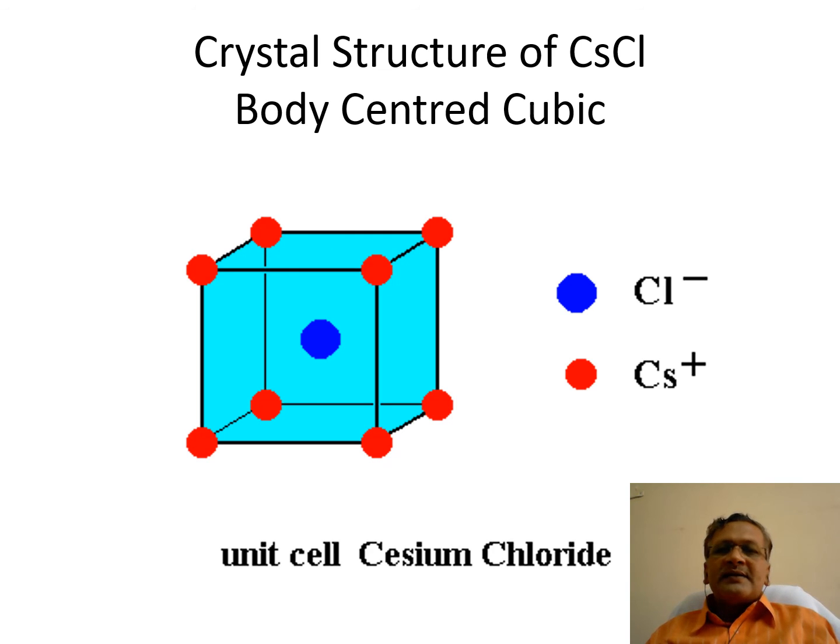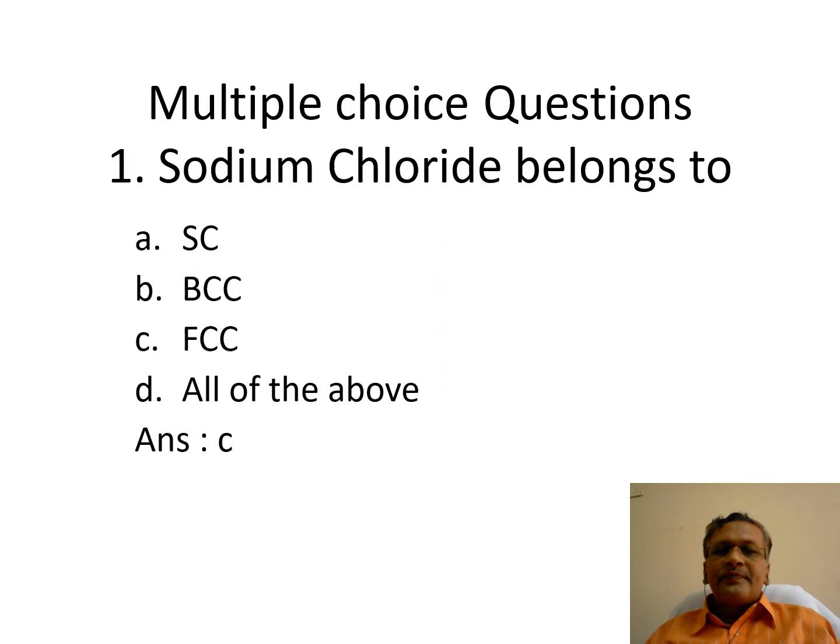Next, another example is the crystal structure of cesium chloride. Cesium chloride belongs to body-centered cubic. Again, chloride is larger in size. Chloride is at the body center, and cesium atoms are at the corners of the 8 edges of the cube. Therefore, it is called body-centered cubic, cesium chloride. Sodium chloride belongs to face-centered cubic. Cesium chloride belongs to body-centered cubic.